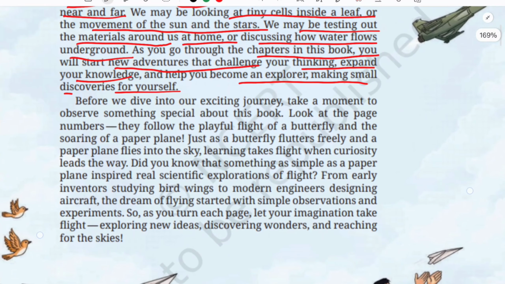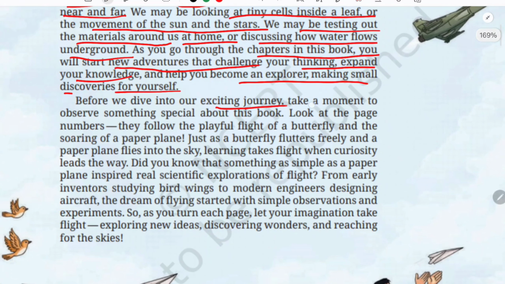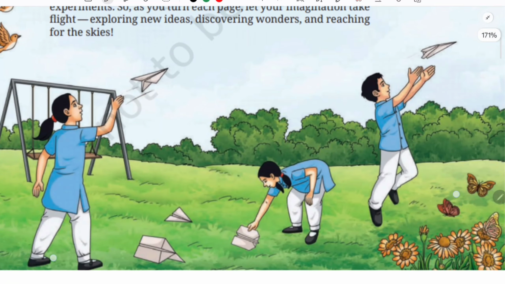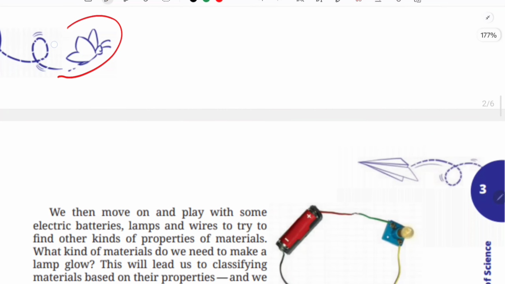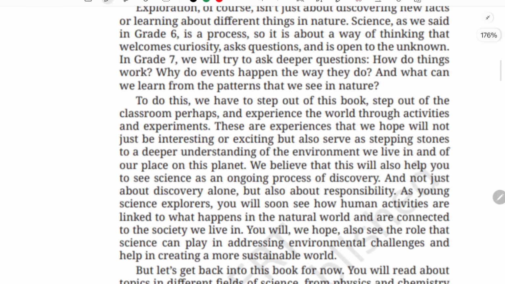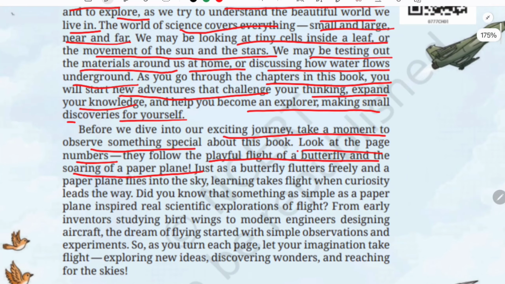Okay, so before we dive into our exciting journey, take a moment to observe something special about this book. Look at the page numbers. They follow the playful flight of a butterfly and the soaring of a paper plane. So the page number which is given in this textbook, okay, let me show here you. First, they are like, see here, some are of this butterfly and some are of this paper plane. Okay, and why they have created in this way?